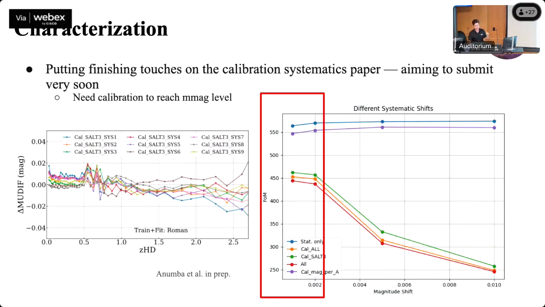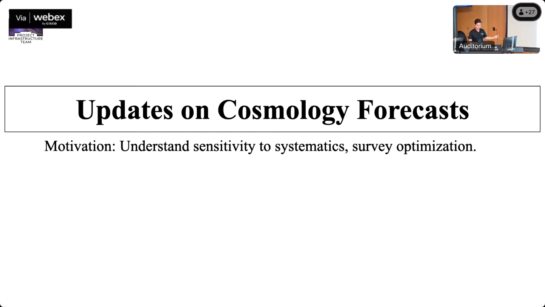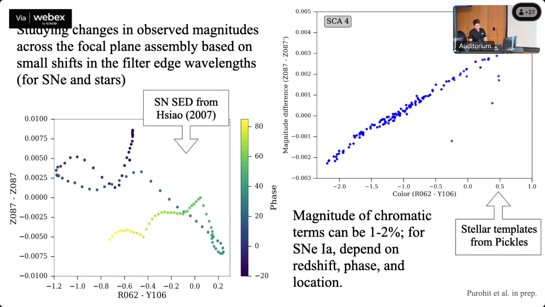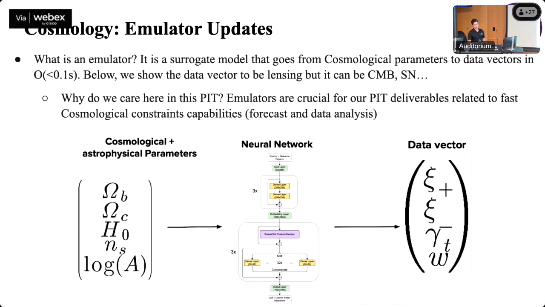So our calibration that we promised, millimag, we really need to get to that. And so the last thing I'll say here on calibration is that effective filter, this is some testing we're seeing. We're seeing that we can model this calibration and get down to that millimag level. And then finally, that was work from Purohit and Dylan Brout.